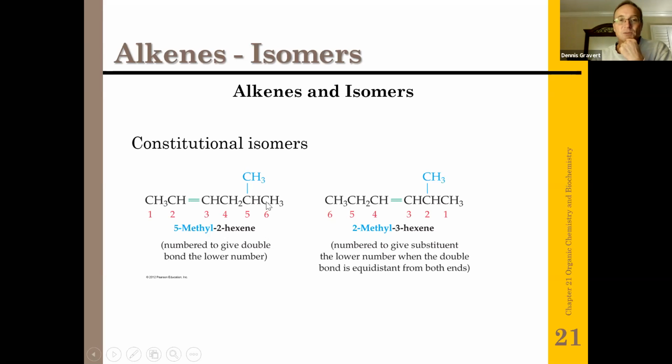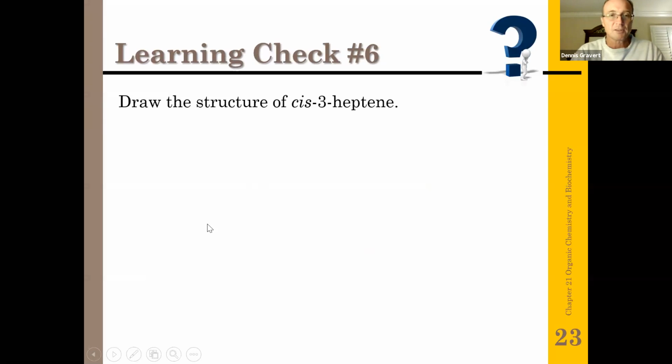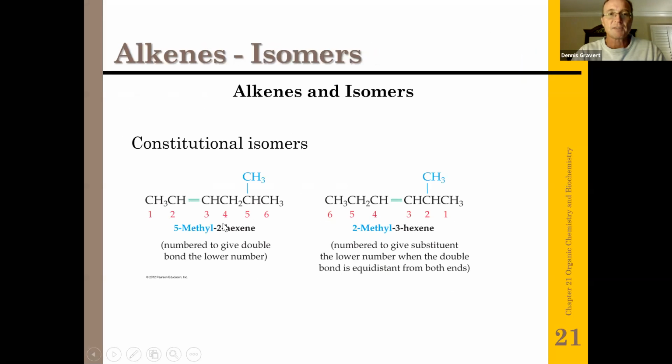So we're going to number it this way, and after we set the numbering based on the double bond, based on the suffix ene, then just see where the methyl group ends up. It ended up on number 5. So it's now 5-methyl-2-hexene. Do the same thing here.